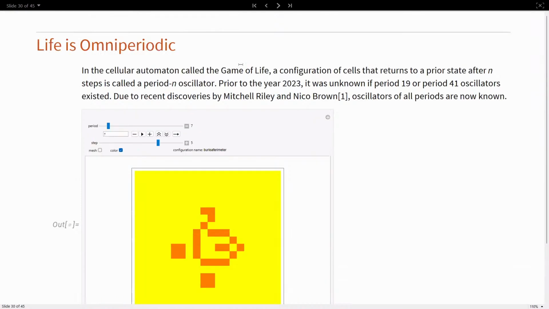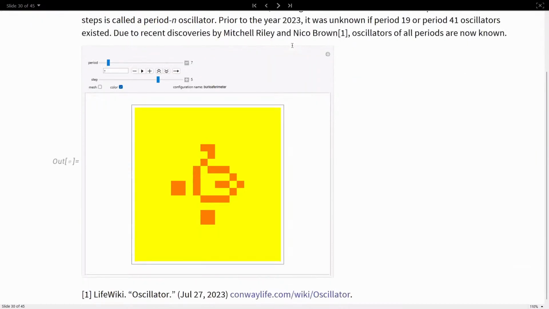So in 2023, they proved that life is omniperiodic, which means there's oscillators for all periods. And part of the proof is the circuits that I mentioned earlier. You can set up a series of circuits to any period of 60 or greater. And I showed you the adjustable circuit that can produce any oscillator of period 78 or higher.